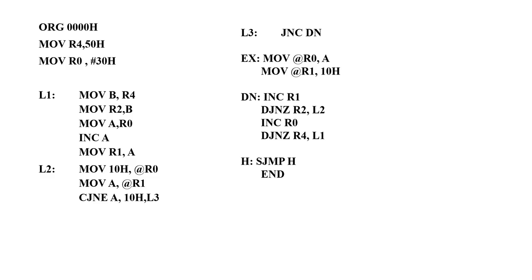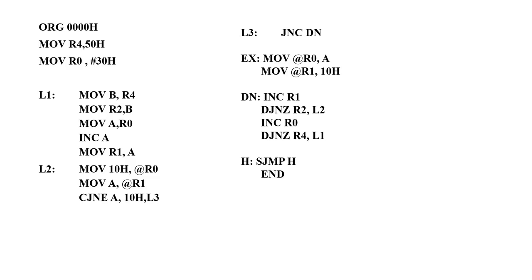Then we have XCH A, R0, which moves the contents of the accumulator, that is the second element, to the first position at R0. Then you have MOV @R1, 10H. It will move the contents present at the 10H memory location, which previously stored the first element, to the second position at R1, and this will swap the two elements.